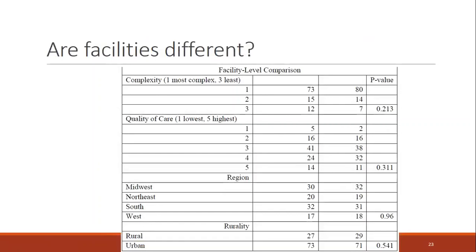And so what they tried to do is look at complexity in terms of the types of cases they see, quality of care across them, what region they were in, and whether they were rural or urban, as a way to indirectly see whether it's possible that these facilities were different, meaning that somebody's care at a facility that preferred the high-dose flu vaccine might be superior to somebody's care at a standard dose vaccine facility.